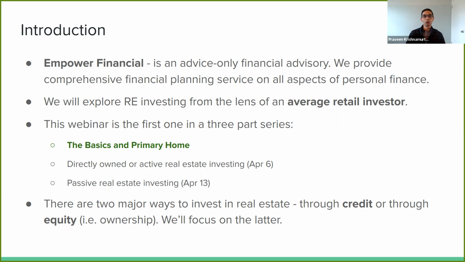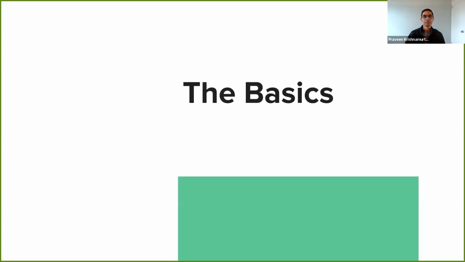Broadly speaking, there are two major ways to invest in real estate. One is through credit, where you give somebody the money and they do it and they take the risk on. The other option is through equity, or direct ownership, where you are liable and have skin in the game. All three parts will be focused solely on equity, where you are the investor yourself. I've tried to make this presentation accessible by keeping the information fairly generic and high level. All right, with that, let's start off with the basics.